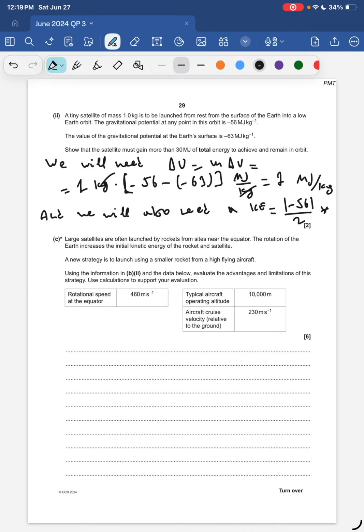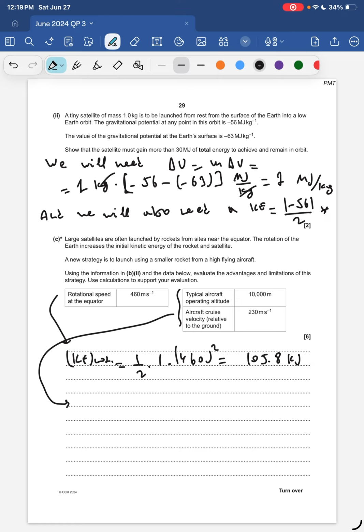The rotational speed at the equator is 460 meters per second. So the kinetic energy from that rotation is 1/2 times 1 kilogram times 460 squared, or 105.8 kilojoules. That's one form of energy, related to the rotational speed. Now let's analyze this data over here.